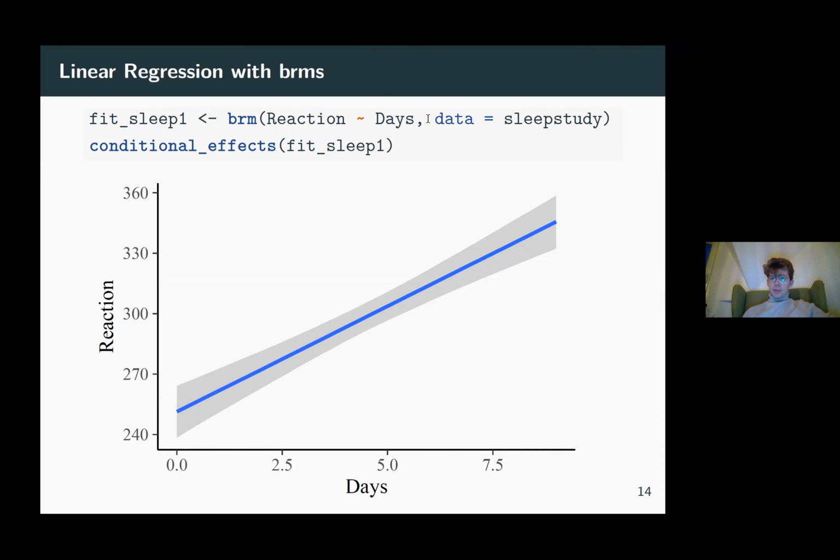And then after having done that, we can do a lot of stuff. And a method I want to highlight here is the conditional effects method. It basically provides a graphical summary of the relation of predictor and response variables. And what we see here is that on average, we start with about 250 milliseconds at day 0, and then go to roughly 350 at the 9th day, or the 10th day rather. But we, of course, completely ignore the multi-level structure, the person dependence in our data set. So let's not make that mistake and correctly account for this dependency structure.